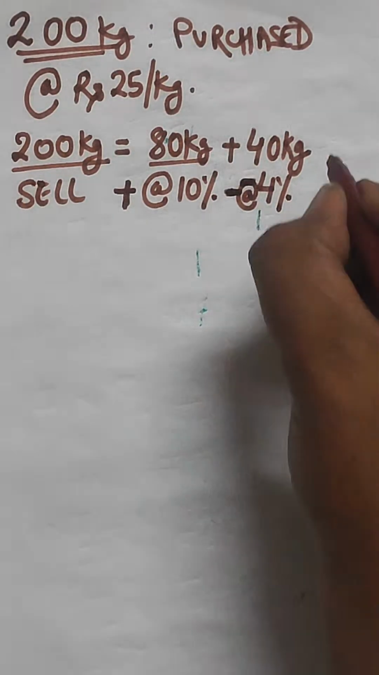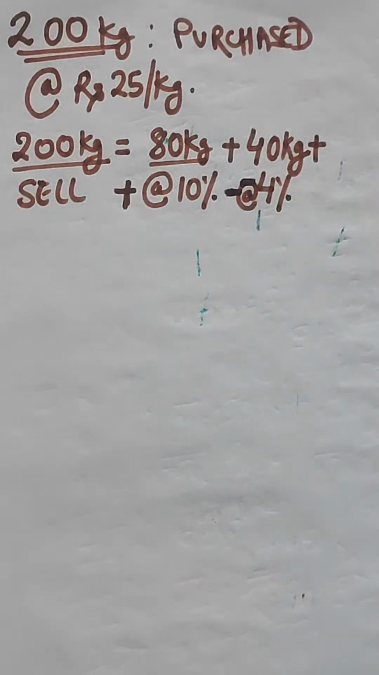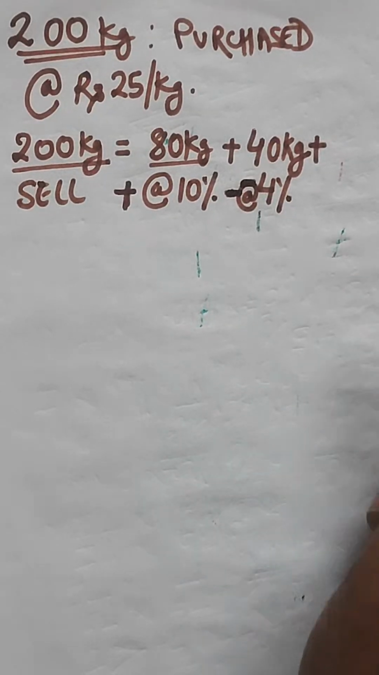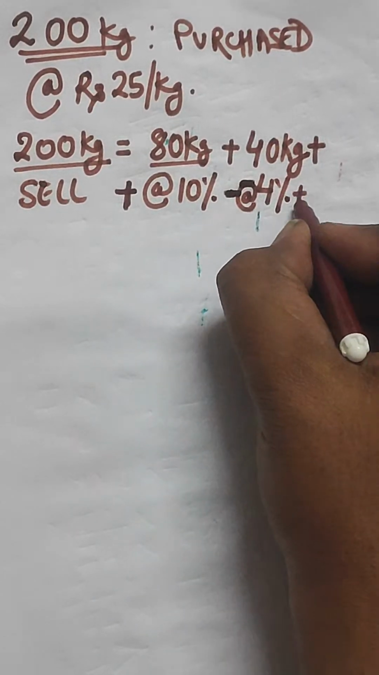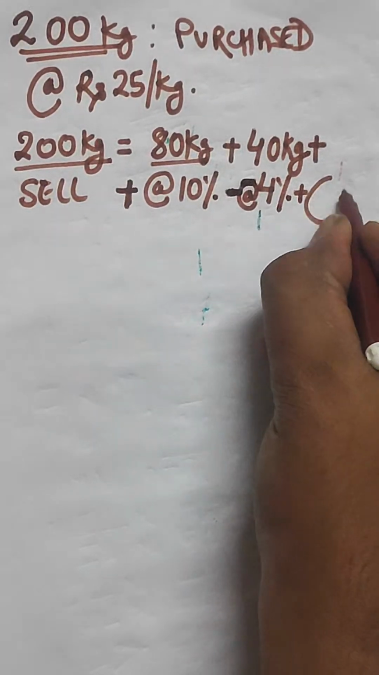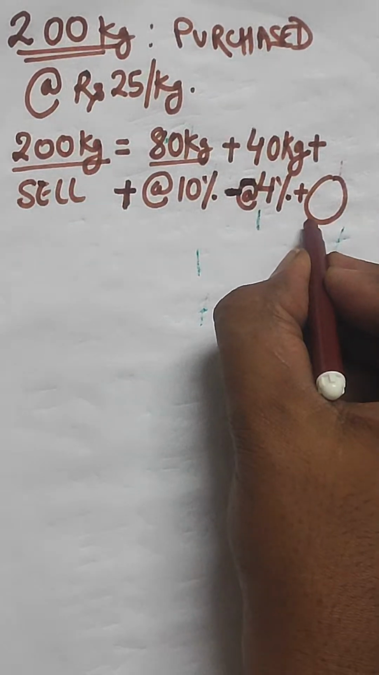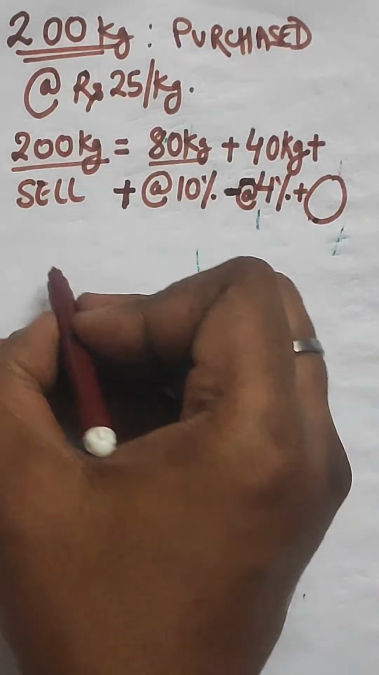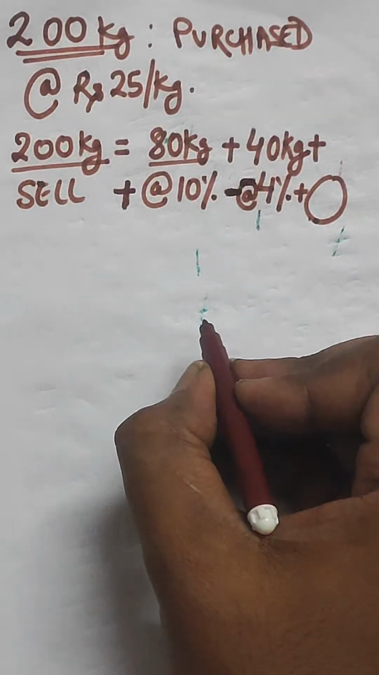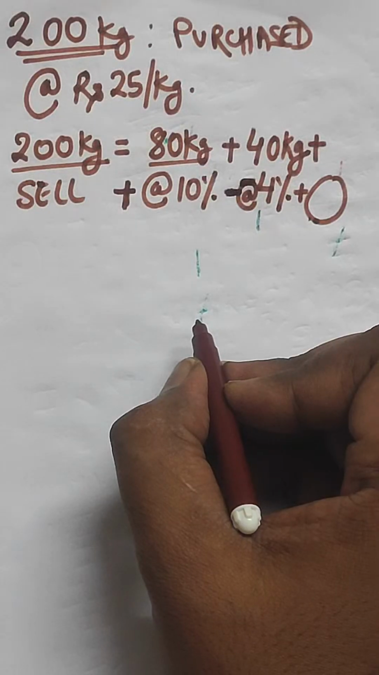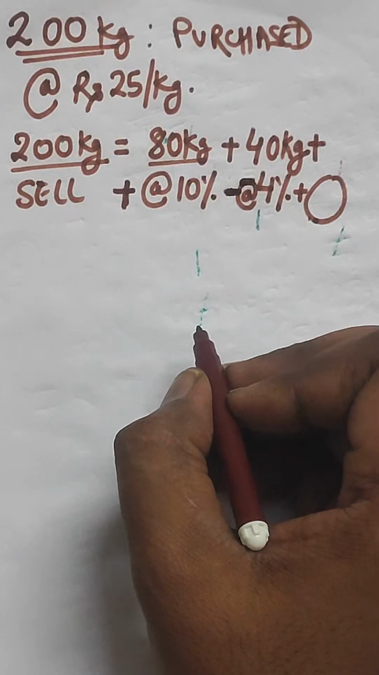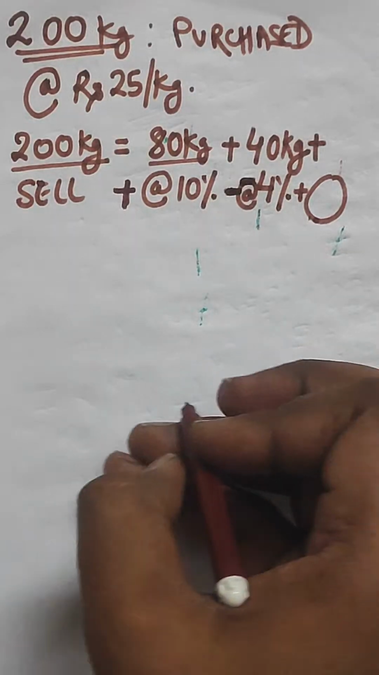And what is the cost? It is mentioned: at what rate per kg should he sell the remainder? Okay, so let us say this portion, right? This is the remainder portion. So what is the remainder portion? It has been asked at what rate per kg should he sell the remainder to gain 8% on his total investment.